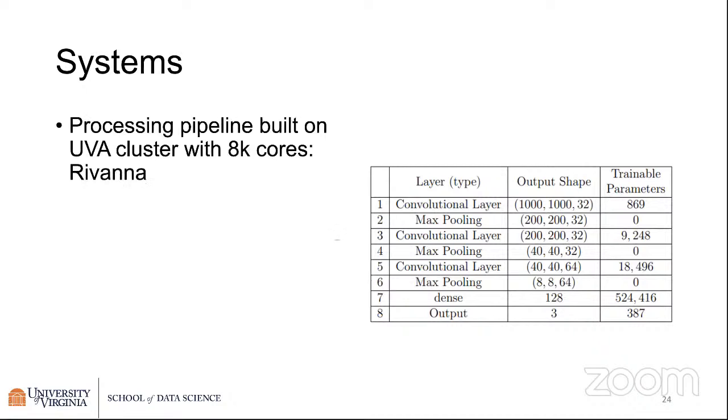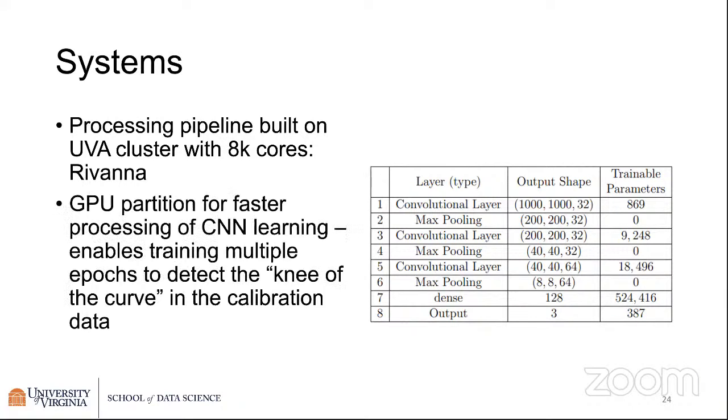From the system standpoint, I'll just say that we create pipelines to process the data. We use cluster systems, or clusters of computers. We also use graphical processing units, or GPUs. These are things that have been around for a while for really the gaming industry, but we exploit them because they work very well for these deep learning problems, and they allow us to really find where the knee of the curve is when we're trying to calibrate our models. So building a systems infrastructure that has those capabilities is very important to us.